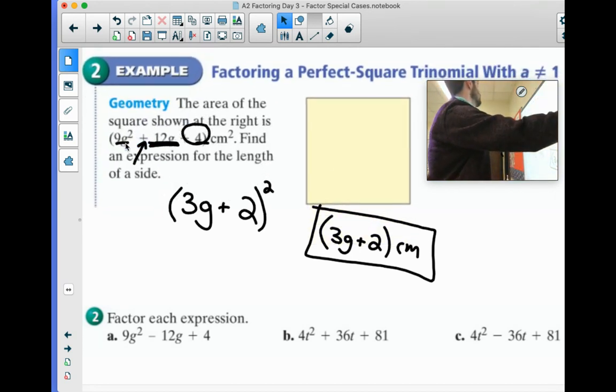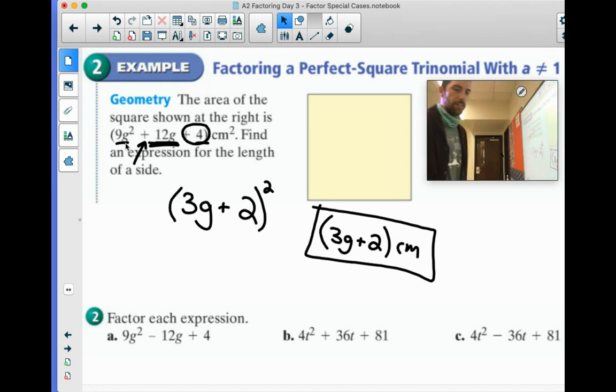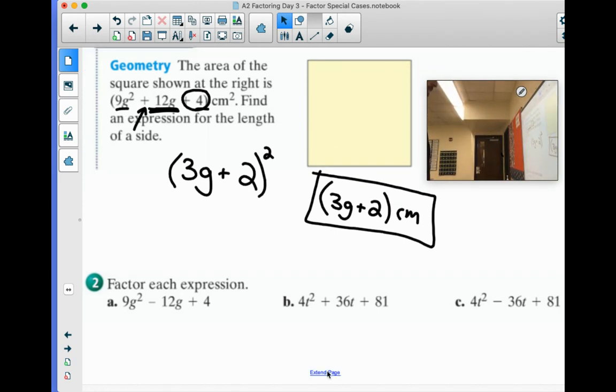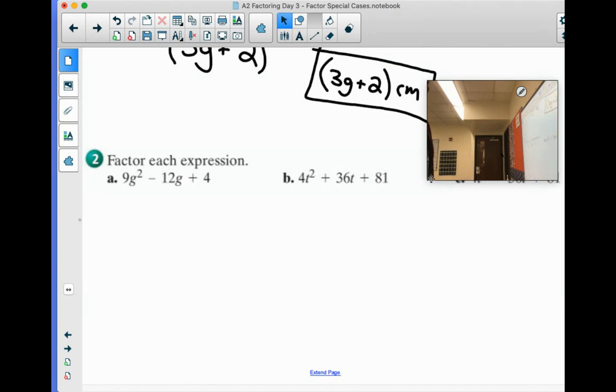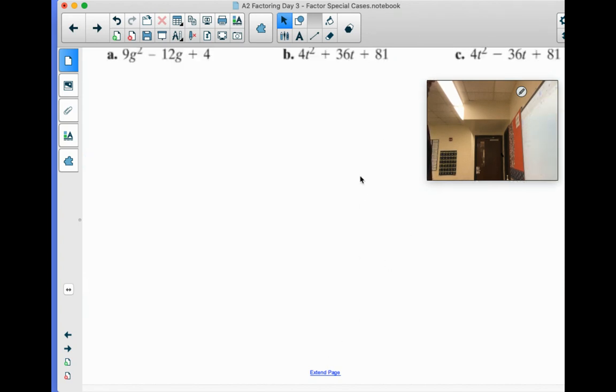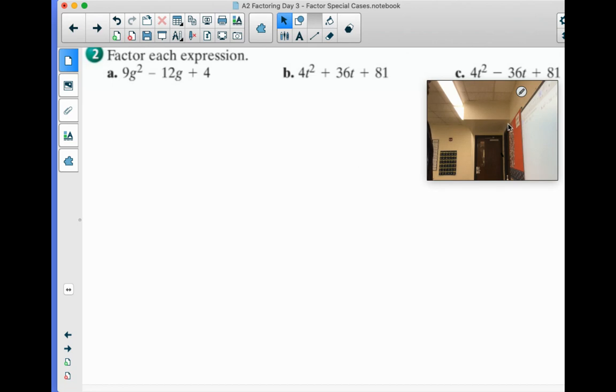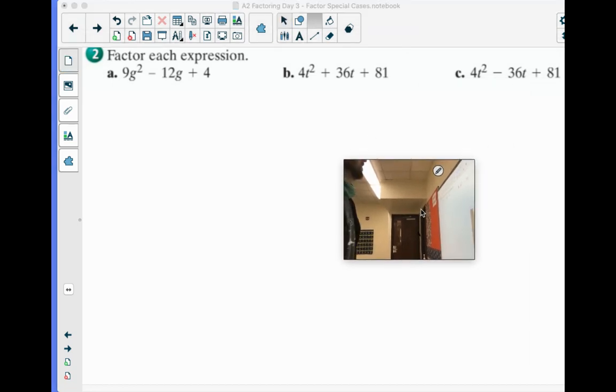If I can scooch it down, let's see what we've got here. There we go. So go ahead and I'll go over these. But go ahead and pause it here and actually try them out.